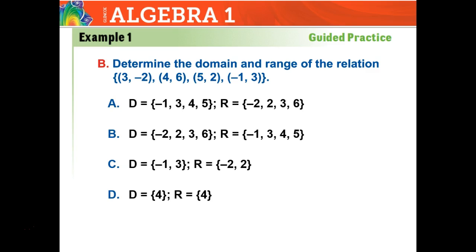Which one of these represents the correct domain and range? A, B, C, or D? Same rule. 1 for A, 2 for B, 3 for C, 4 for D. So hold up one finger, 2 fingers, 3 fingers, 4 fingers.